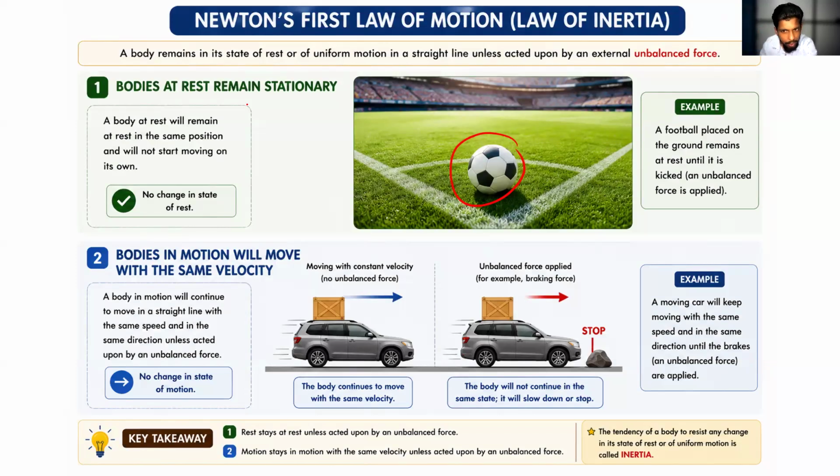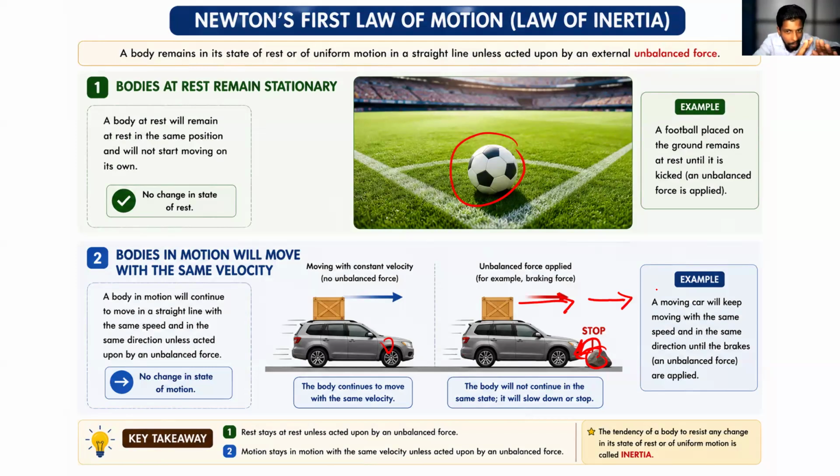Also, look at the second picture here. The car and the box are there. Both of them are moving. Then suddenly the car stopped, because of a stone. My question is: what will happen to the box? The car is stopped, then what will happen to the box? The box will move with the same velocity. It will be moving forward. Nothing will happen to the box.